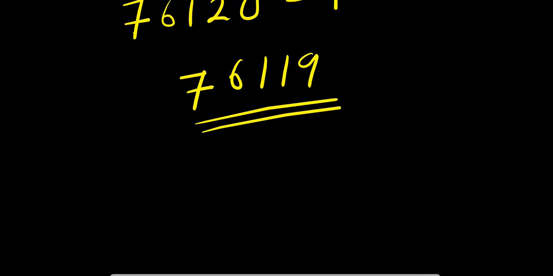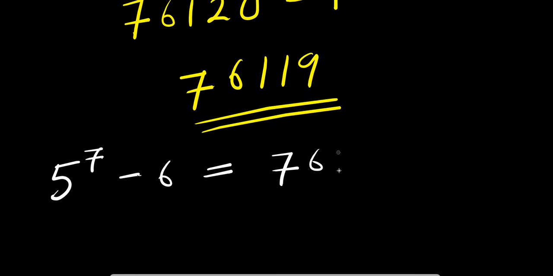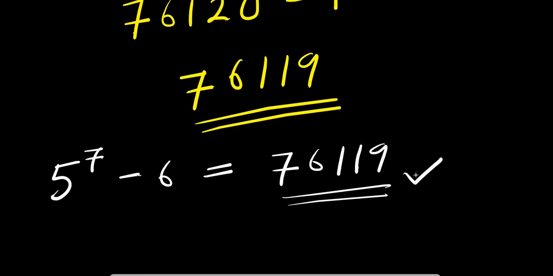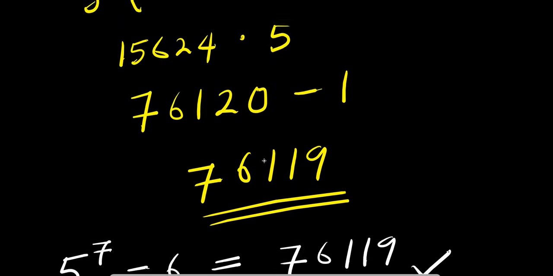So our answer right now for this, 5 power 7 minus 6, equals 76,119. So this becomes our answer. And we have not made use of any calculator.